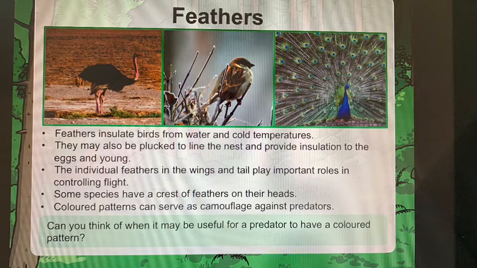The individual feathers in the wings and tail play important roles in controlling flight. So when the birds are flying through the sky, the feathers on the wings help with flying. Some species have a crest of feathers on their heads and coloured patterns, which can make birds look camouflaged against predators.